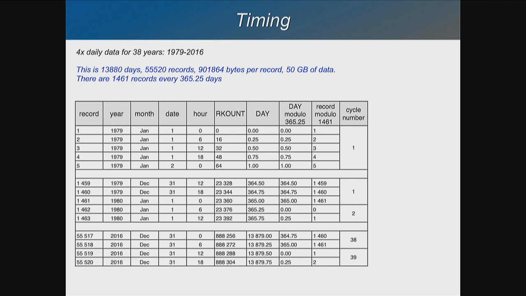So that is 55,520 records, four times daily data. And this is a very useful table for just keeping track of how the model accounts for time. An annual cycle of 365.25 days gives you 1,461 records, okay?